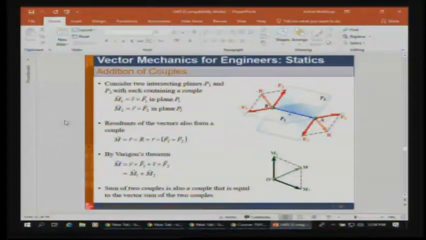To add couples, you can add the moments of the couples. In other words, you can use Varignon's theorem, and you can just take r, which would be the distance, times the magnitude of the two forces. When I say add the magnitude, that's a vector addition, and when I say multiply, that's a vector multiplication, so we're talking about a cross product. The sum of two couples is also a couple that is equal to the vector sum of the two couples. So the big deal here is the magnitude of the moment of the couple in order to produce that equivalency.